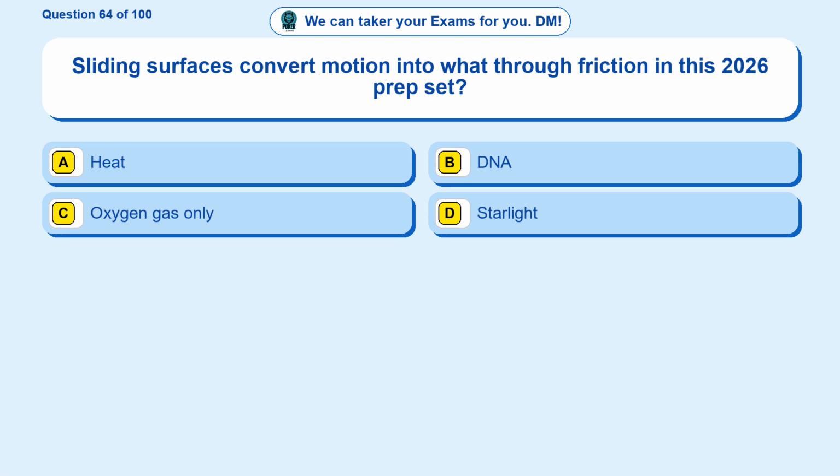Question 64. Sliding surfaces convert motion into what through friction in this 2026 prep set? Option A, heat. Option B, DNA. Option C, oxygen gas only. Option D, starlight. The correct answer is option A, heat.